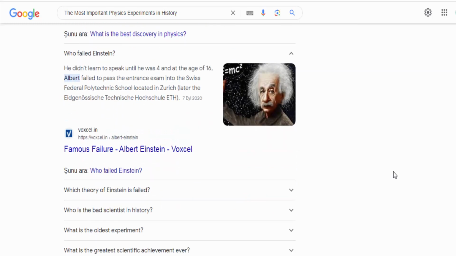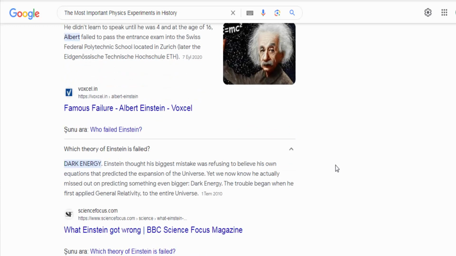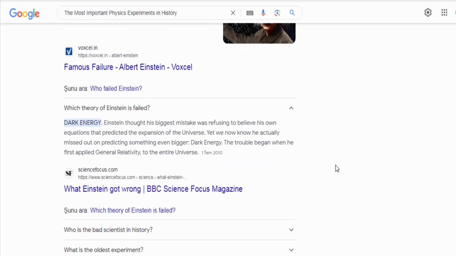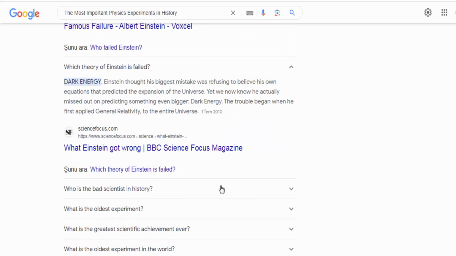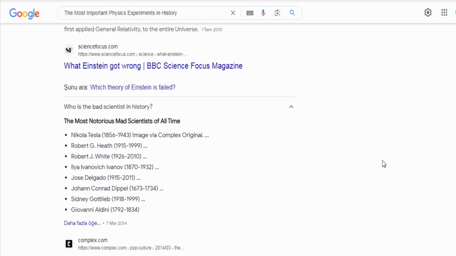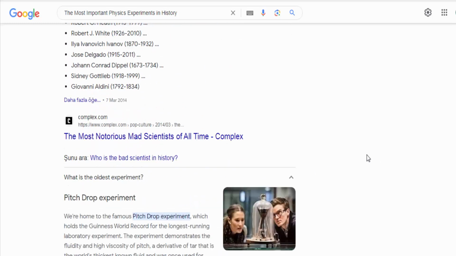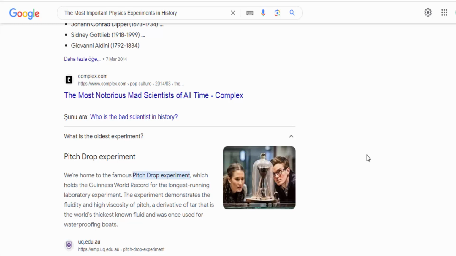Millikan oil drop experiment, 1909. Robert A. Millikan's experiment determined the elementary electric charge by measuring the rate of fall of charged oil droplets in an electric field. It provided accurate values for the charge of the electron and contributed to the development of atomic theory.